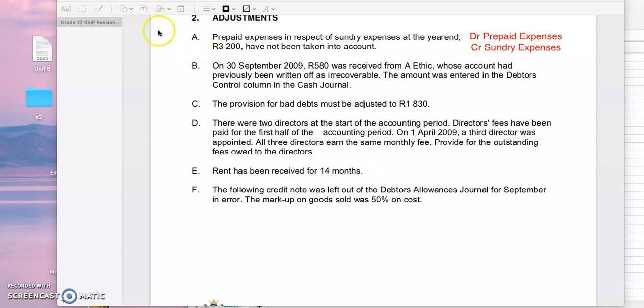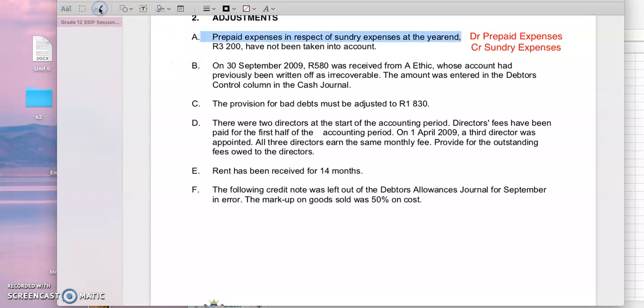Okay, so we've done A. Let me see if I can check that off. We did, oh, that's not working. We did A, we did B, we did C, and now we are looking at D.